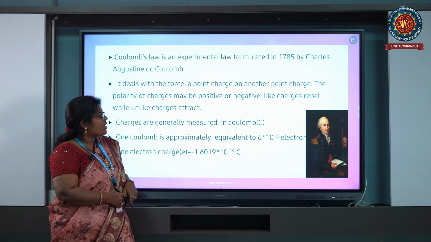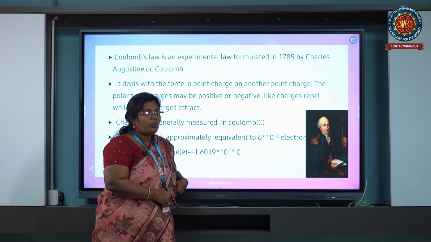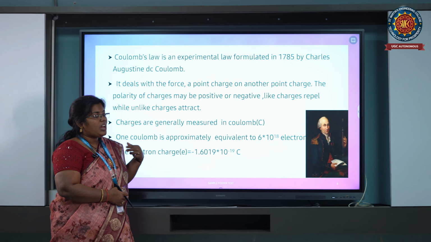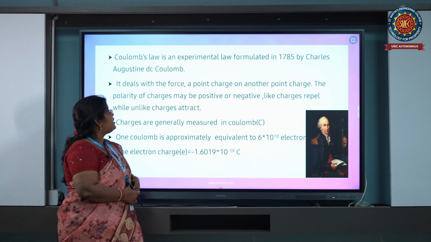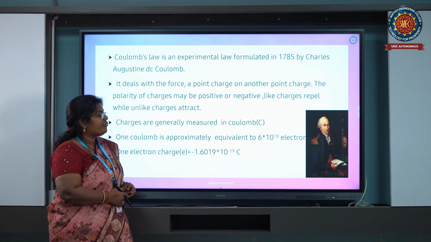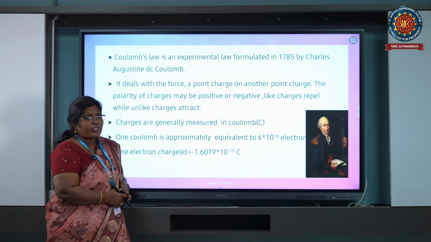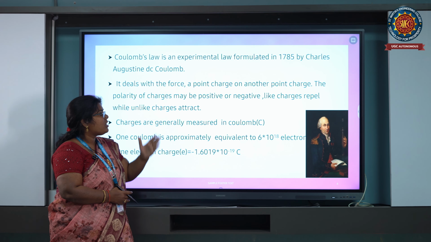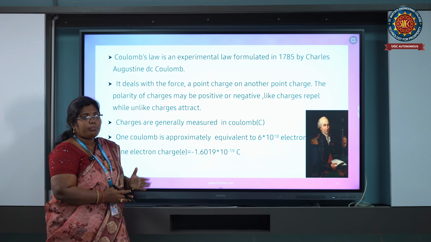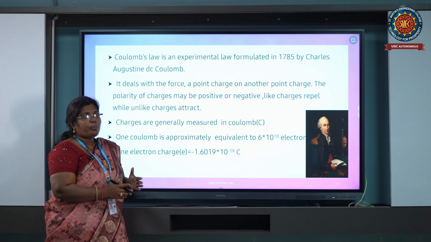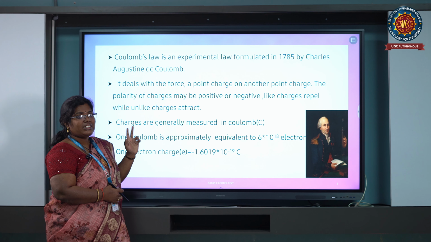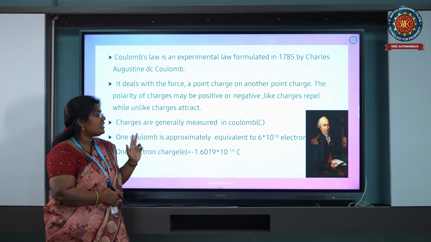Here you can see the scientist who experimentally formulated Coulomb's law. He is Charles Coulomb, who discovered it in 1785. What we have discussed in Coulomb's law concerns two point charges: the force of attraction between negative and positive charges, which attract each other, or repulsion between like charges.